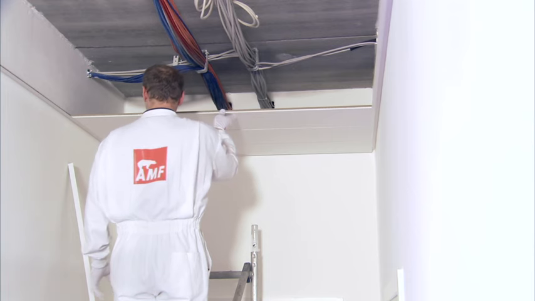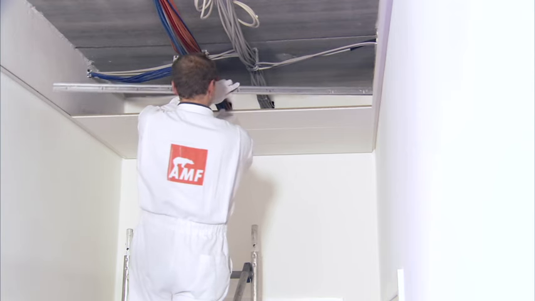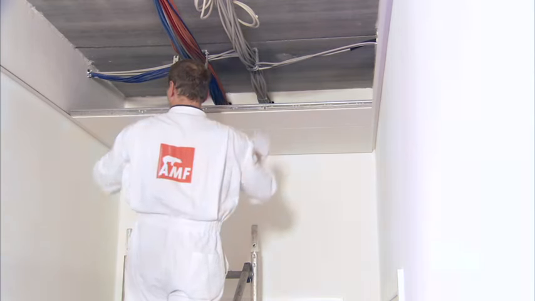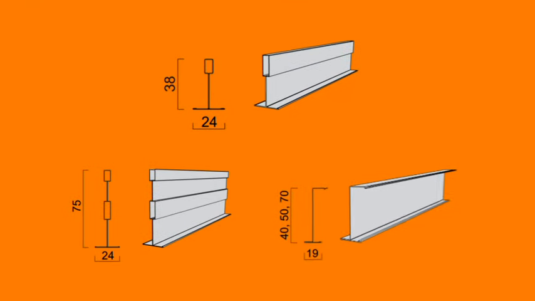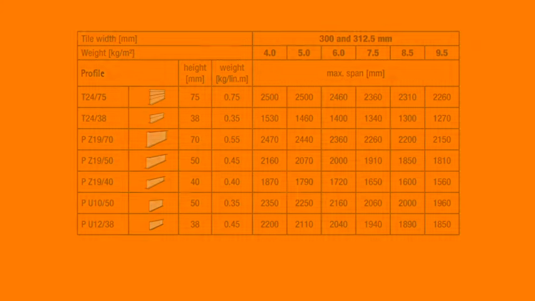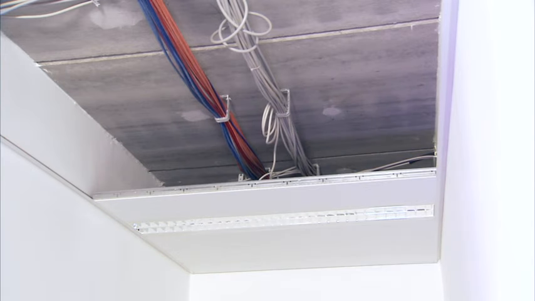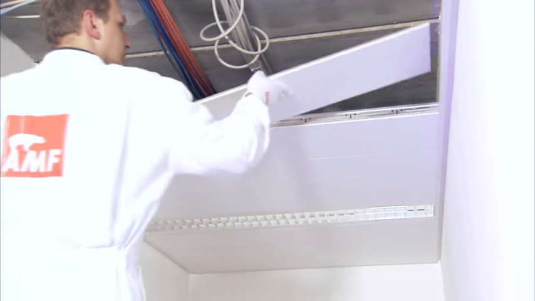Have a suitable reinforcement profile to hand and within reach. The reinforcement profile is now installed and stabilizes the tile. Different profile sections are available depending on the corridor dimensions. You can find the appropriate maximum span table online at www.amf-grafenau.de. The installation of the next tiles follows in rows, always with the corresponding reinforcement profile.